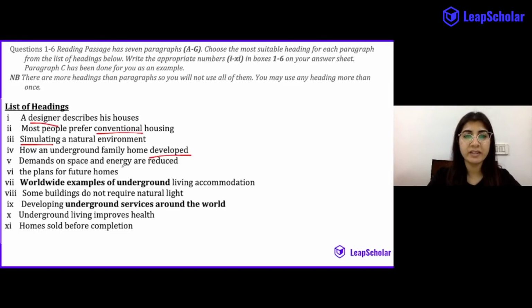Demands on space and energy are reduced. So there are two factors here, space and energy. These could be your keywords. The plans for future homes. Alright, future could be a keyword.